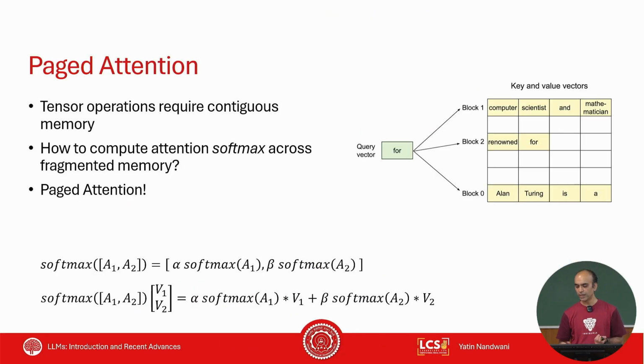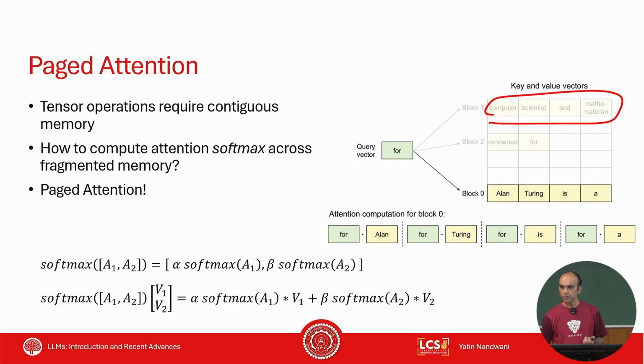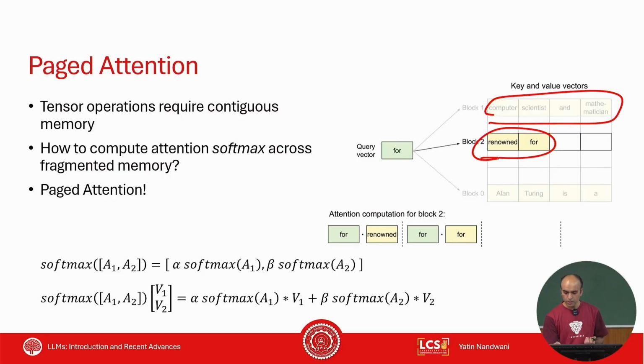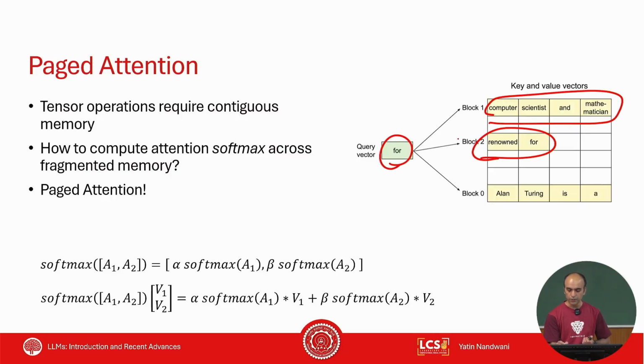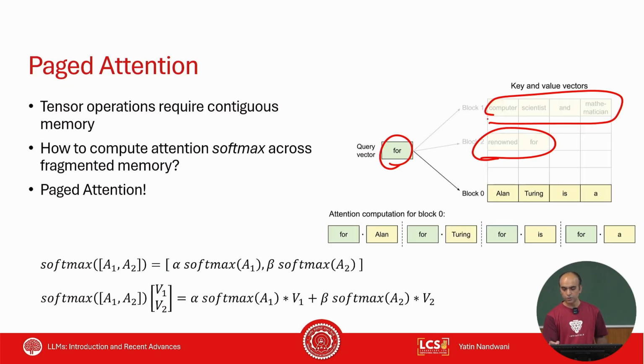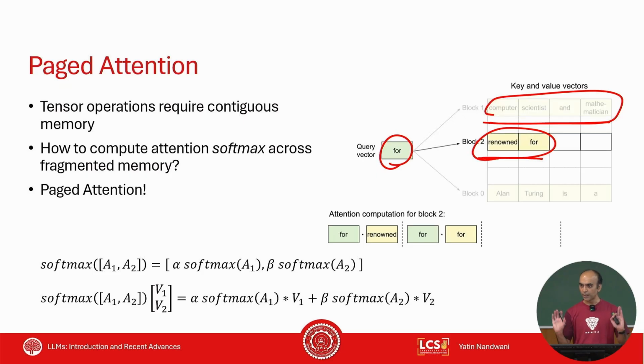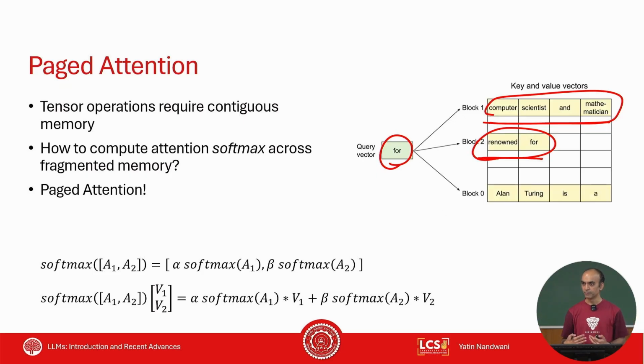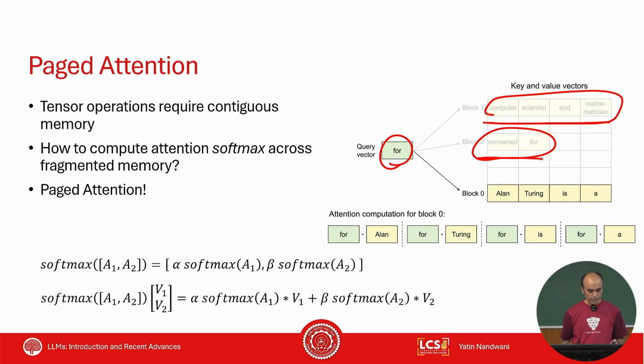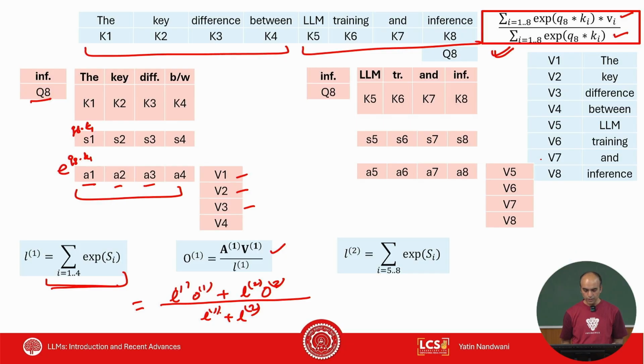So we are able to split the attention into blockwise computations, and this is what paged attention does. We have the first block, we have the second block. We have this query. We can compute the attention using the first block and the second block in parallel, and then we can combine them, right?